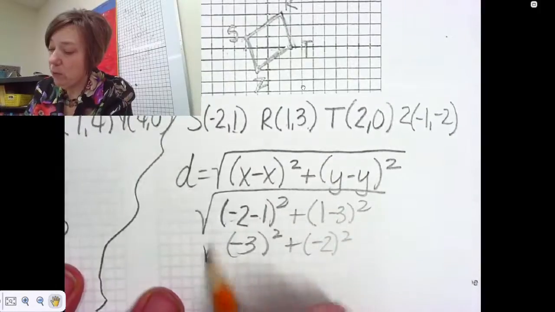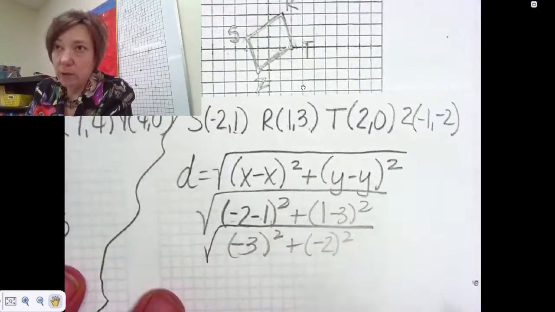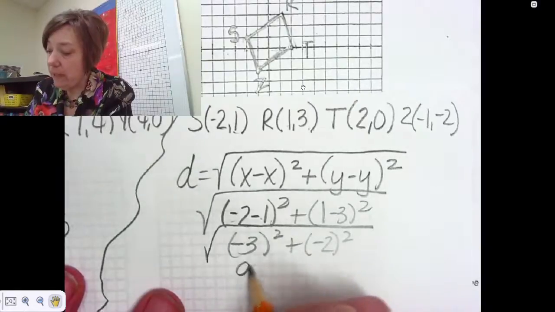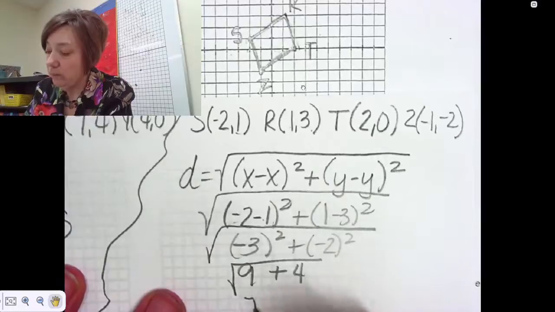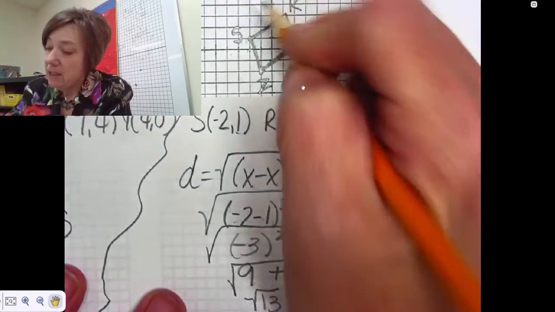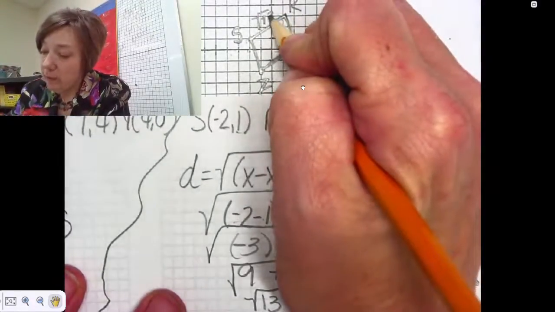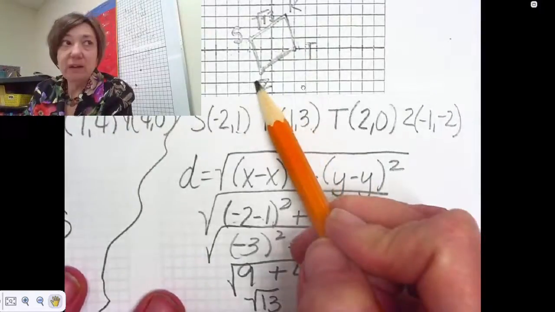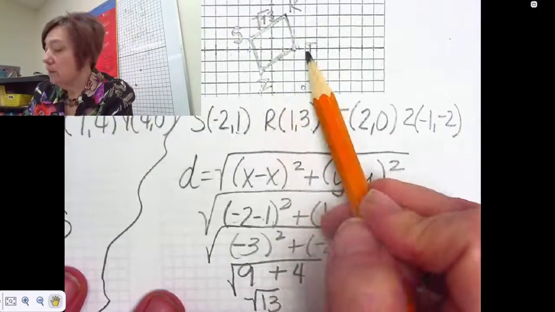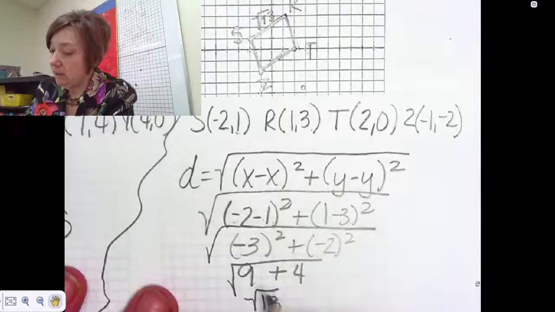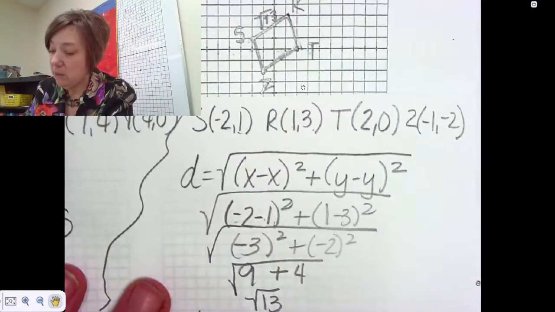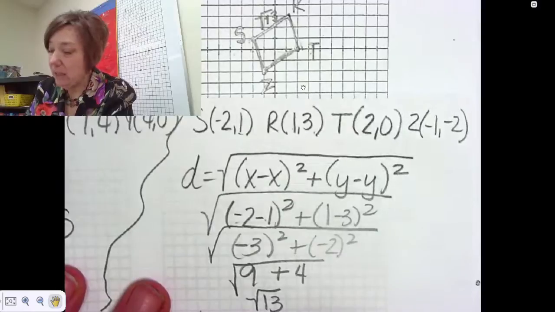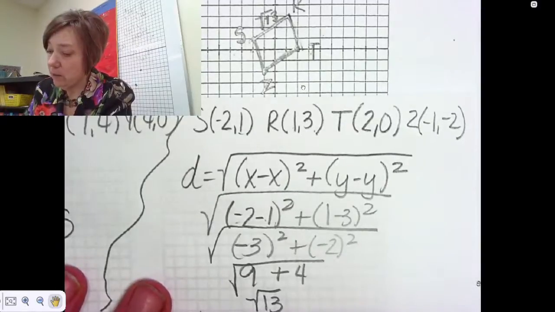What happens when you square a negative? You get positives. It's going to be 9 and 4. What's 9 plus 4? 13. So this length is square root of 13. Now we need to find the length of this one, right? So we'll find the length of ZT. To find the length of ZT, we're going to do the exact same thing. I'll show it to you in a minute as soon as I get it written down.